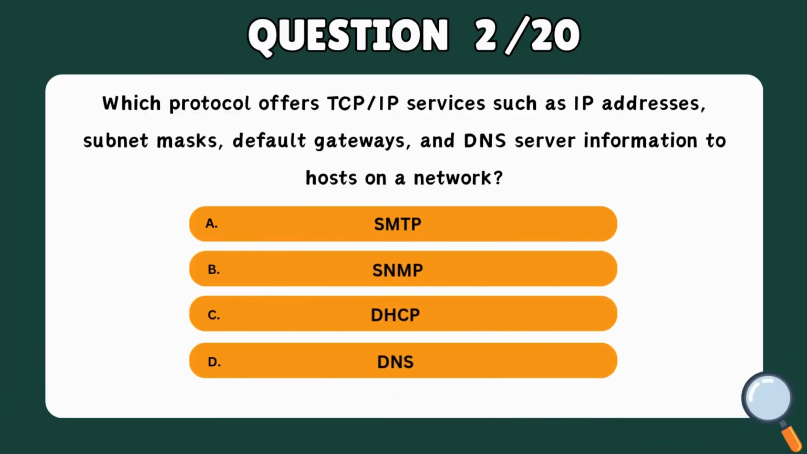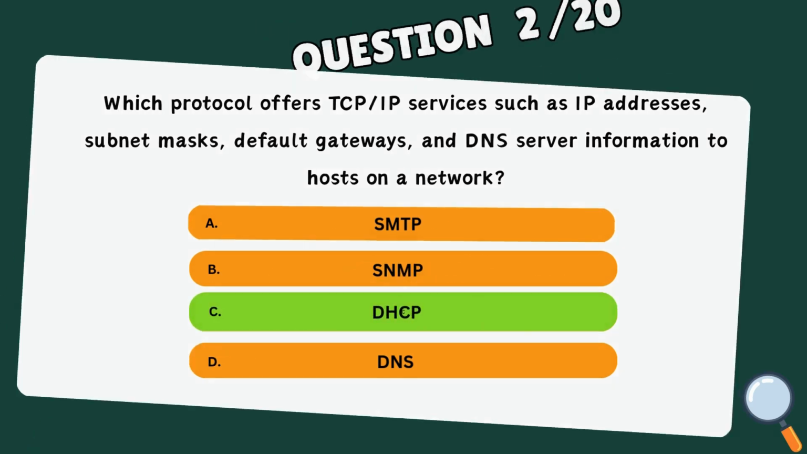Question 2. Which protocol offers TCP/IP services such as IP addresses, subnet masks, default gateways, and DNS server information to hosts on a network? A. SMTP. B. SNMP. C. DHCP. D. DNS. Correct answer: C. DHCP.